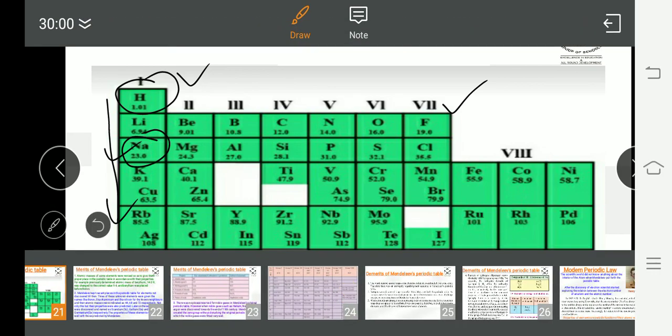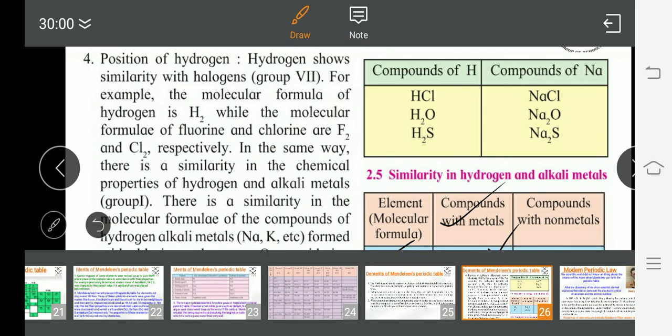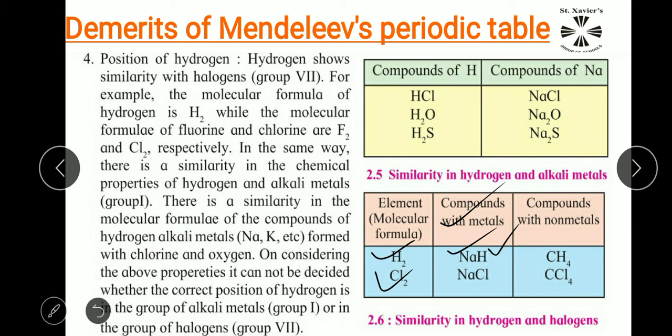Students, we'll move to our slide here. See, the molecular formula of hydrogen is H2, and at the same time the molecular formula of chlorine is Cl2, students. Here hydrogen is compared with chlorine. Now when you see compounds with metal, when hydrogen reacts with a metal, NaH is formed, students. In the same way, when chlorine reacts, NaCl is formed. So here we are comparing hydrogen with chlorine, students.